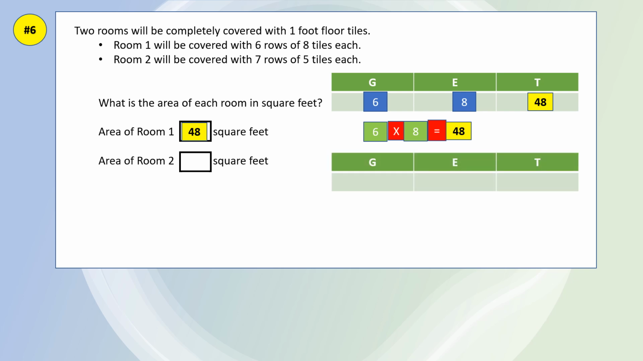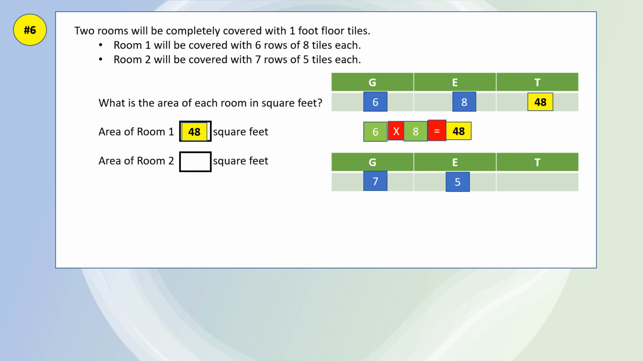All right, so it says room number 2 will be covered with 7 rows. 7 rows, 7 groups, same thing. So we're going to put a 7 under G for groups. 7 rows and 7 groups, same thing. And it said 7 rows of 5 tiles each. So the 5 is going to go under our E for each. All right, and we're going to write that out as an equation.